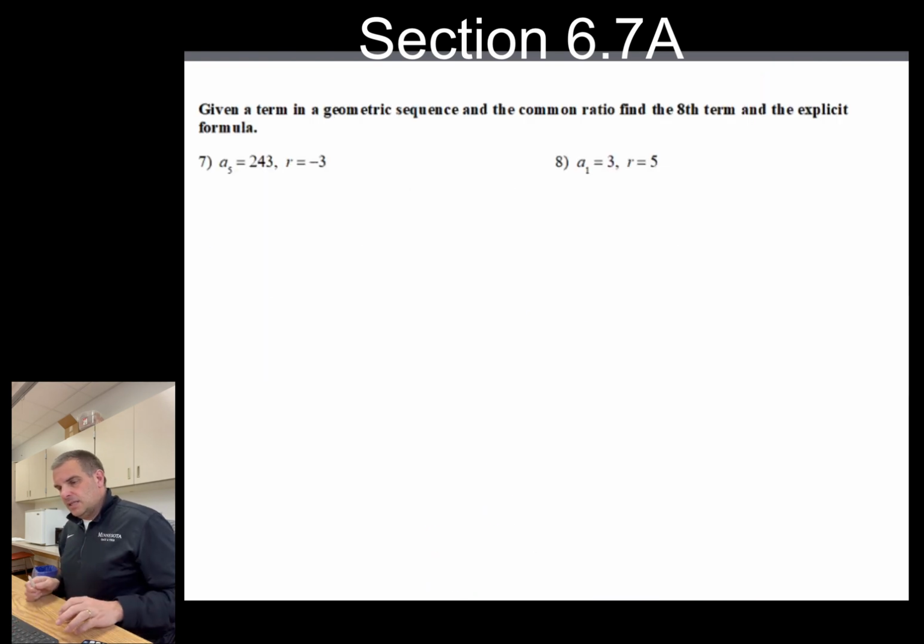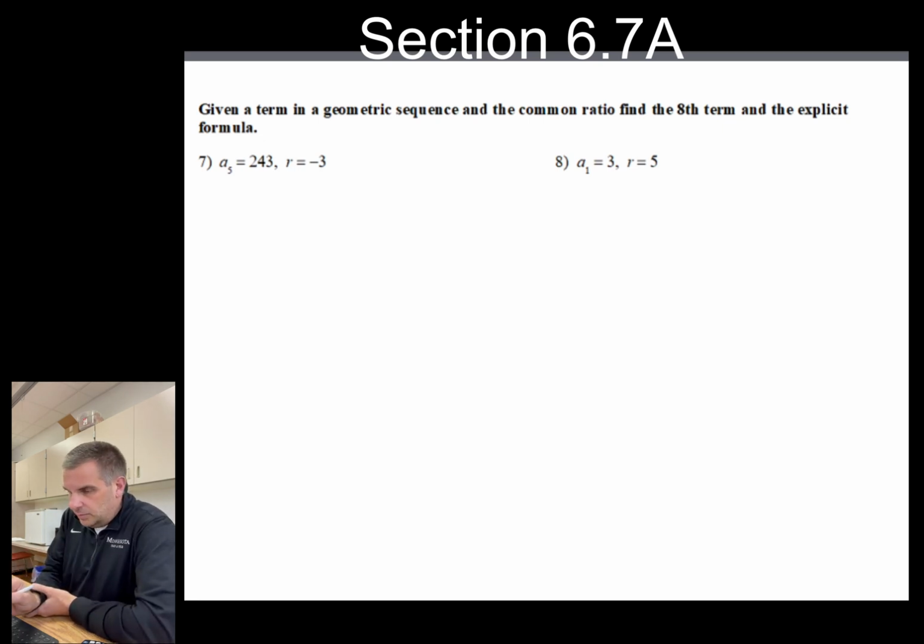Okay. The next set of examples then, it says, given a term in a geometric sequence and a common ratio, find the 8th term. Okay, so in this case, we're given the 5th term in the first one. We're given the ratio. We have to find the 8th term. And then it wants to write the explicit formula as well.